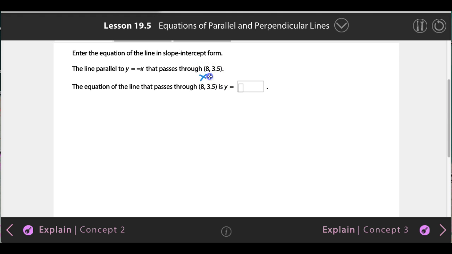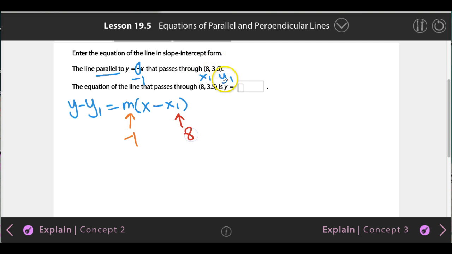So 8 is x sub 1, 3.5 is y sub 1, and the slope I just told you is negative 1 because they're parallel to each other. And so the formula we're using is y minus y sub 1 equals m times x minus x sub 1, right? And I just told you that the slope is going to be negative 1, and x sub 1, y sub 1 is going to be, x sub 1 over here is 8, and y sub 1 is 5. So now let's go ahead and solve this.